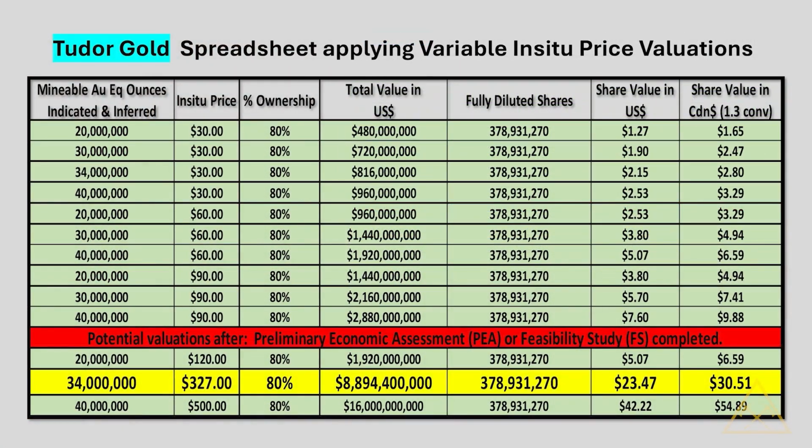So we'll take the 34 million ounces. Is it 30 or is it 40 million ounces? We don't know yet. But this is a number that was established in the past. So let's use that as a hypothetical ounces in the ground. We apply $327 to that for the 80%, and that gives us a US price of $23.47 in the ground, and a Canadian price of $30.51 in the ground. And this is January 23rd, and Tudor is trading at $1.55 to $1.60.